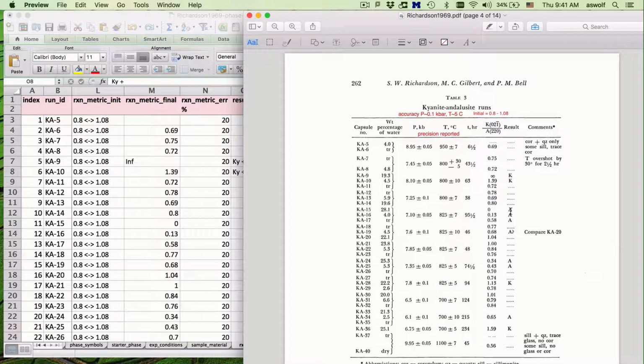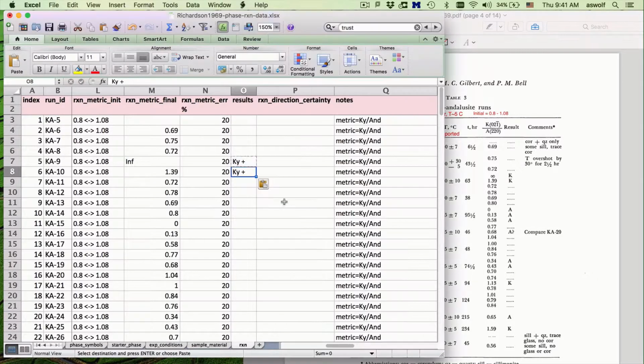Also jumping down here, andalusite increased in 15, 16, and 17. So let's fill that out. Andalusite increased clearly in these. And for yourself, if you like to emphasize it, we also provide a reaction direction certainty. So if you like, you can put definite on those, because they were even reporting this. I'm just going to copy and paste that.